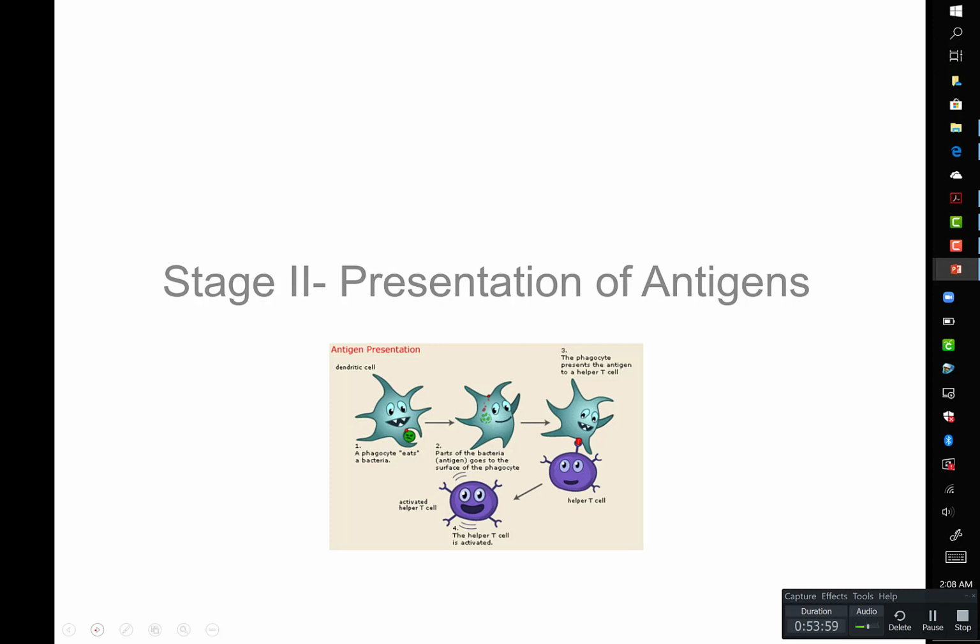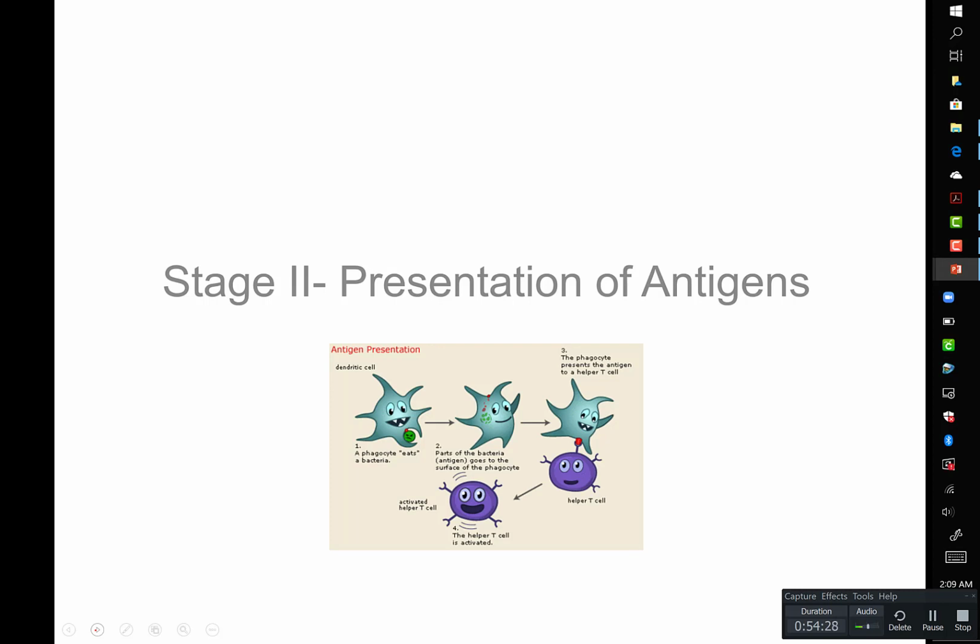So we talked about how our lymphocytes develop. Now we need to talk about how they work. The next part of this is looking at stage 2, which is the presentation of the antigens. How does the immune system display the antigens to activate our adaptive immunity, which is going to be our specific branch of our immune system? And so we're going to talk about antigen presentation.